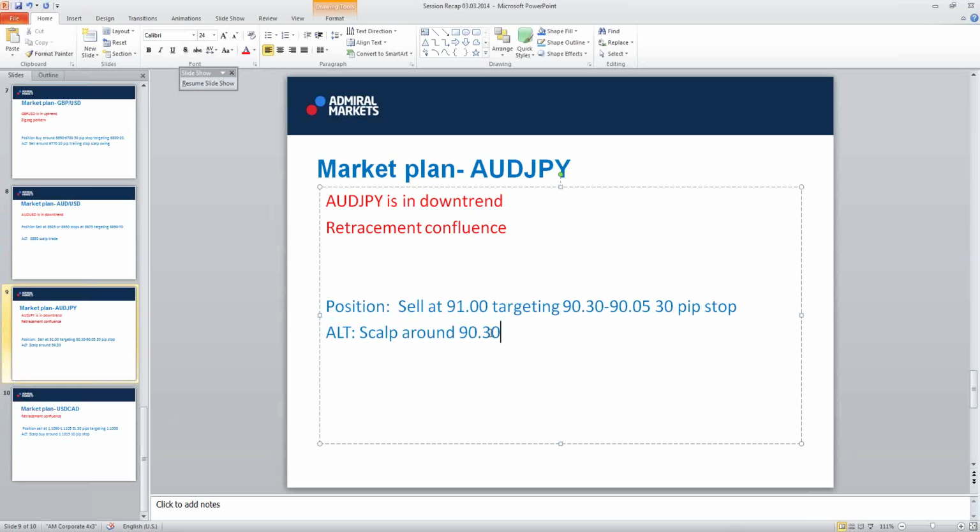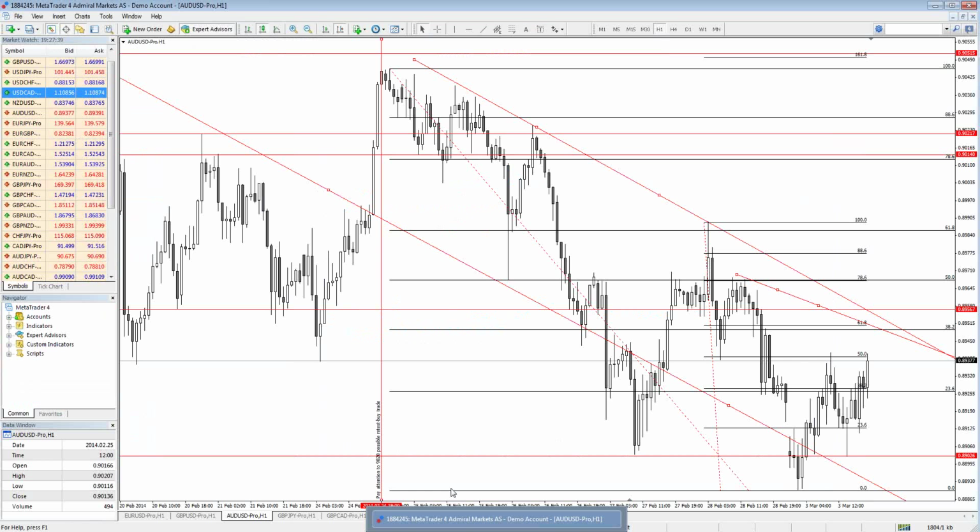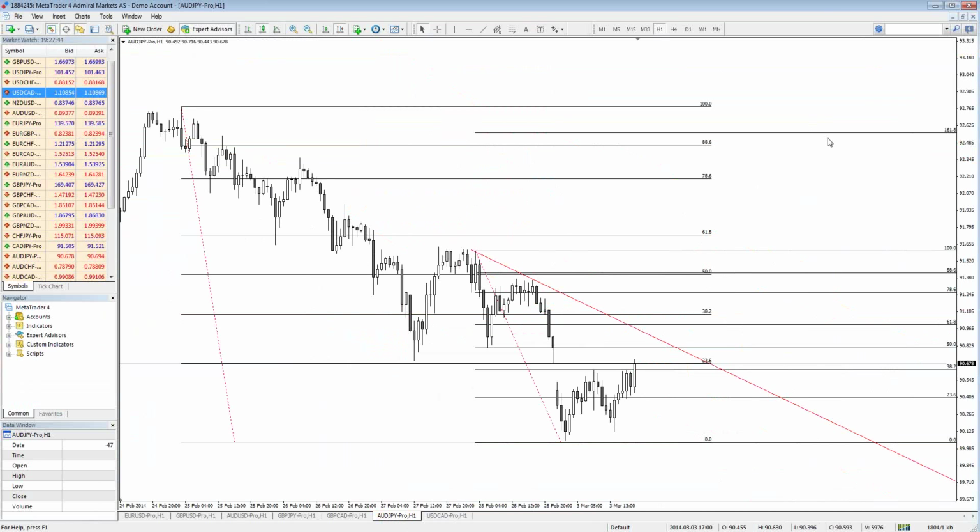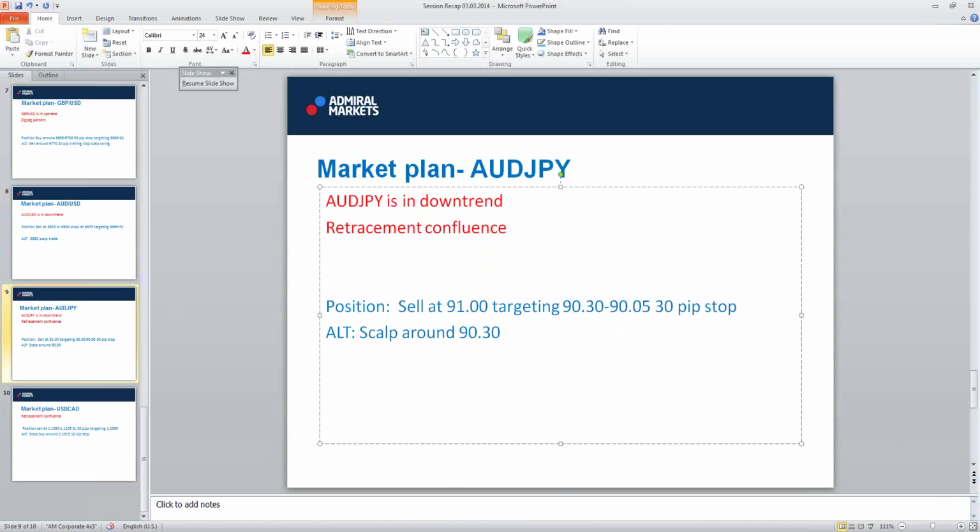So what about Aussie yen? Aussie yen is here. 91, I would like to see it. Now, look at this confluence. If we look at this trend line also, at this point it can make a confluence. So it can also be 90.95 according to this scenario. This is also confluence. This is a nice trend line. And I would like to see something around 91.30 should be stop loss, of course.